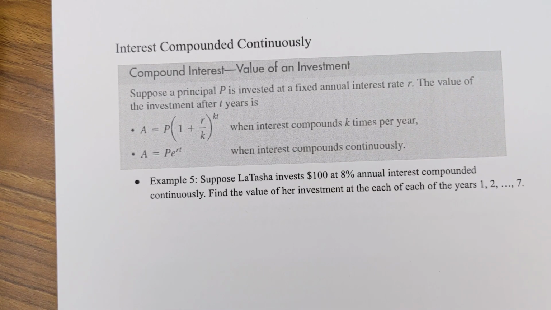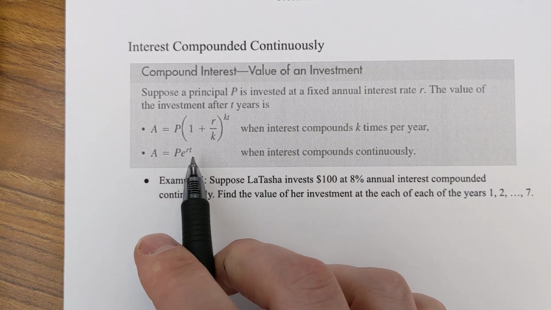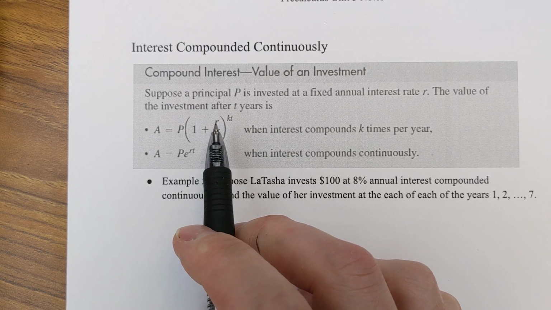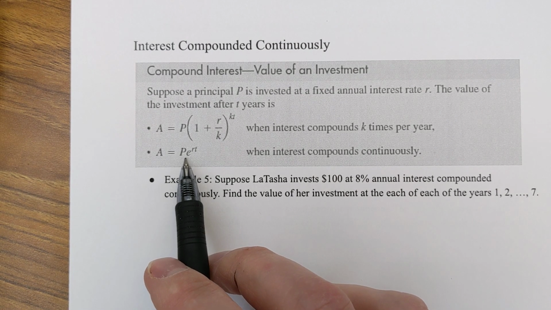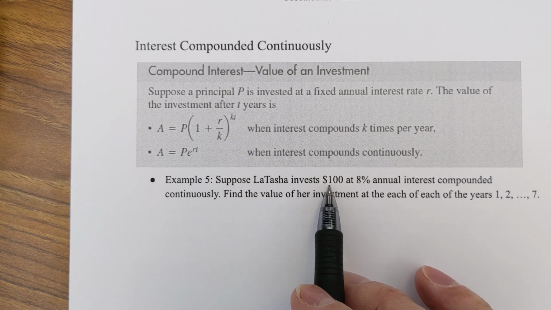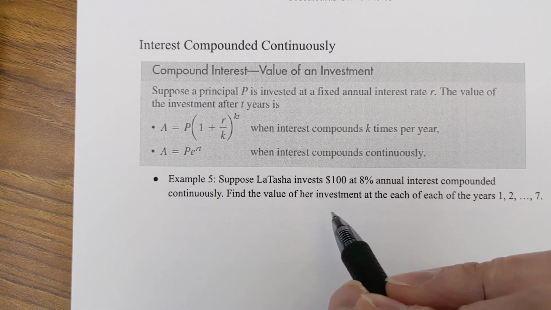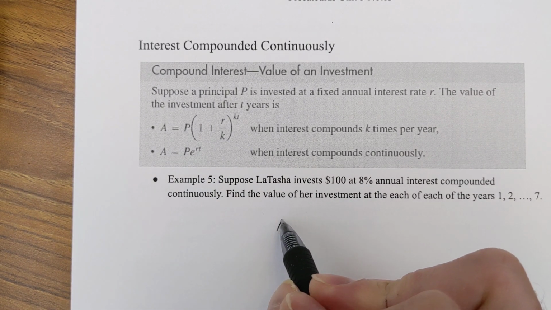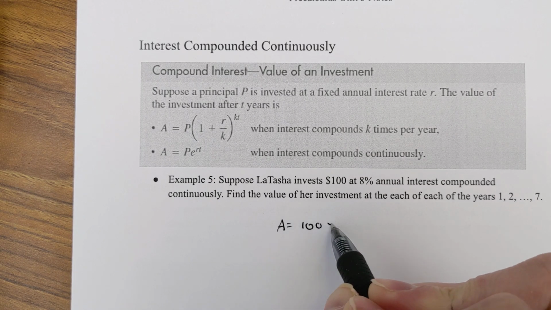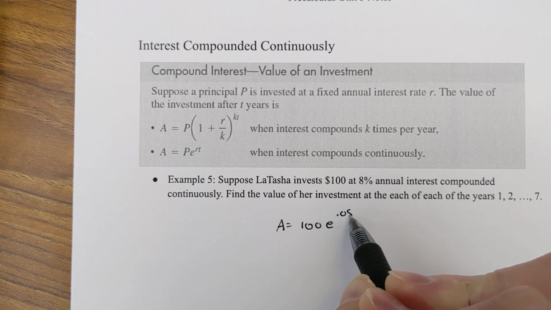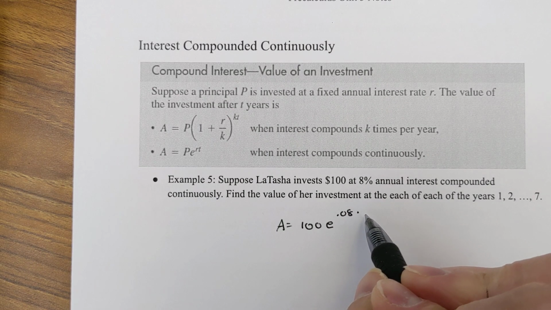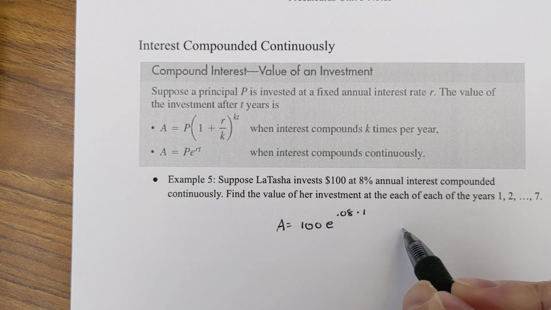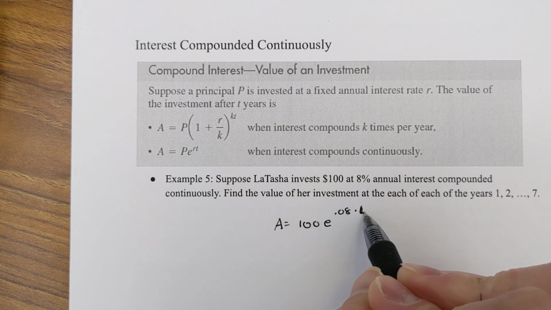Okay, compound interest. If you calculate interest continuously, this equation collapses to this equation, which is related to a limit we had in a previous section, but it's similar. So suppose Latasha invests $100 at 8% compounded continuously. So we're using this equation. A equals her principal, e, her interest rate is 8%, so 0.08 times t. So we have to do 1 here.